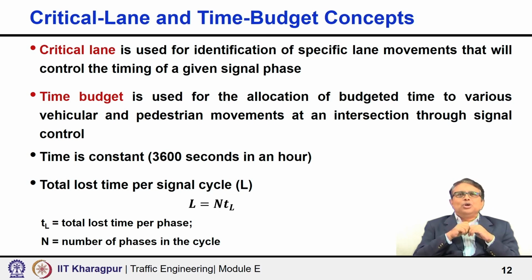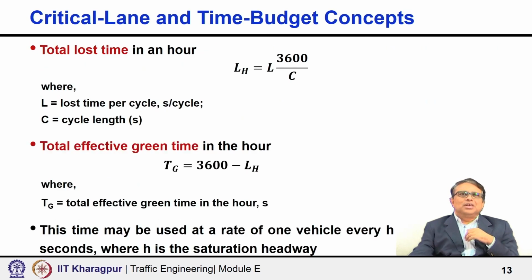Now, what is the total lost time per cycle if there are a number of phases in a cycle and if small t L is the total loss time per phase? So, there are n phases in one cycle. So, per cycle what is the loss time? N into t L, easy. Then what is the total loss time in an hour?